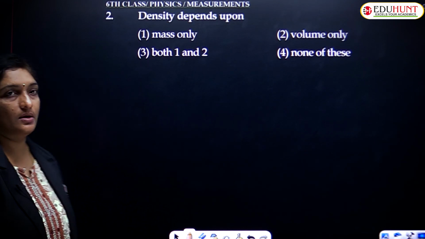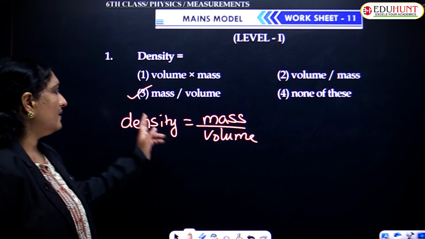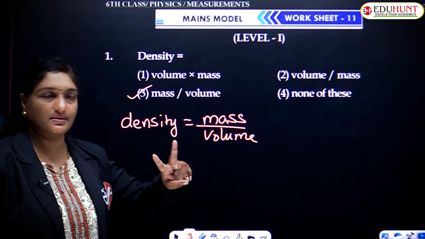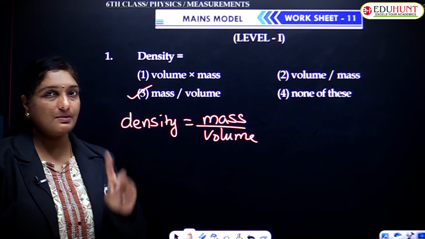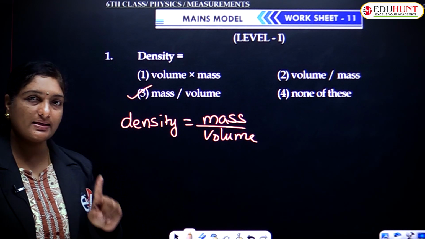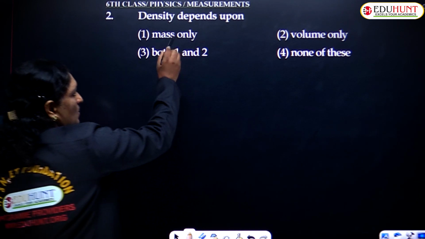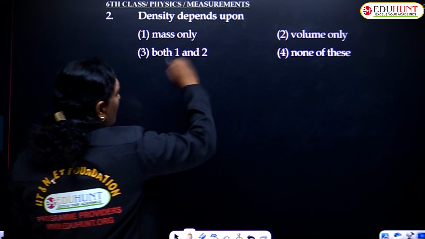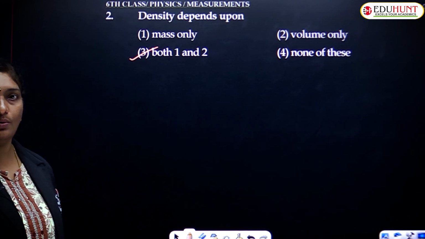Density depends on what factors? Just now we have seen the density depends on two factors. One is mass, the other is volume. So density depends on two physical quantities. One is mass, the other is volume. So density depends on mass only, volume only, or both mass and volume? Yes, it depends on both mass and volume.